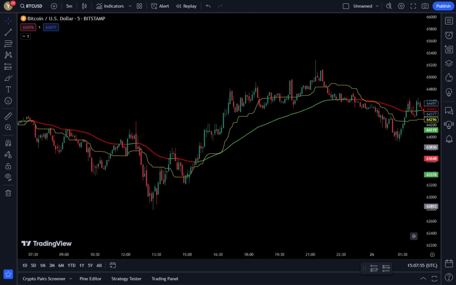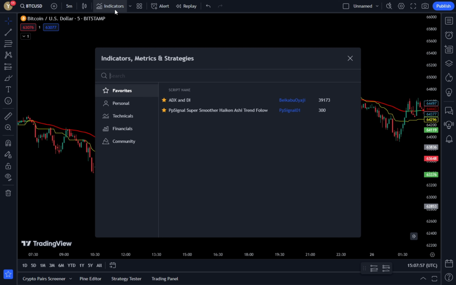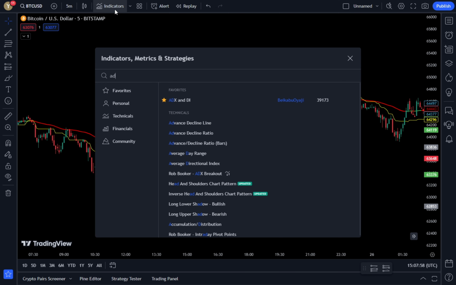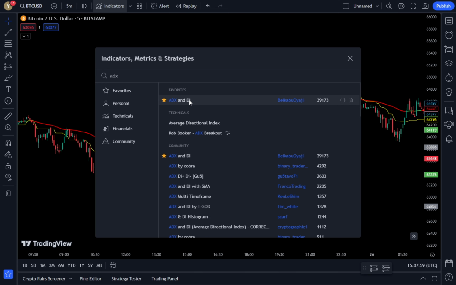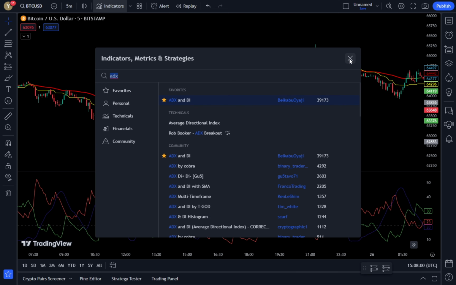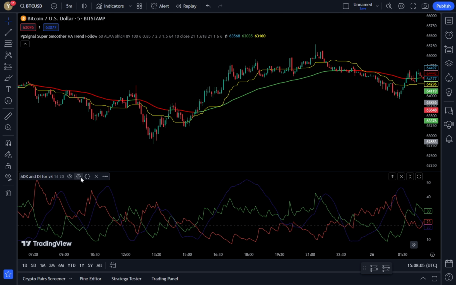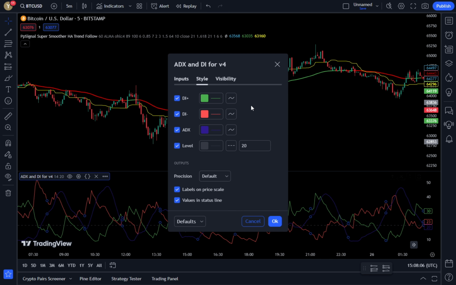Now, let's add another indicator to serve as a guide for market entry. Go to the Indicator Search tab and type ADX and DI. Choose ADX and DI from BIC Aoyagi. After that, adjust the settings for the ADX indicator. In the Input tab, leave it at the default settings.